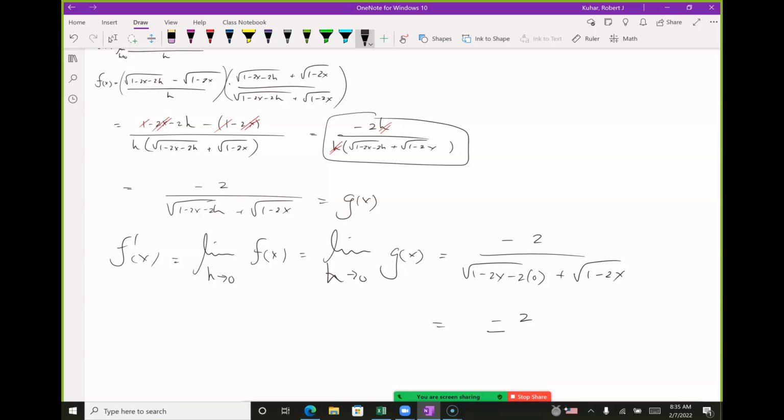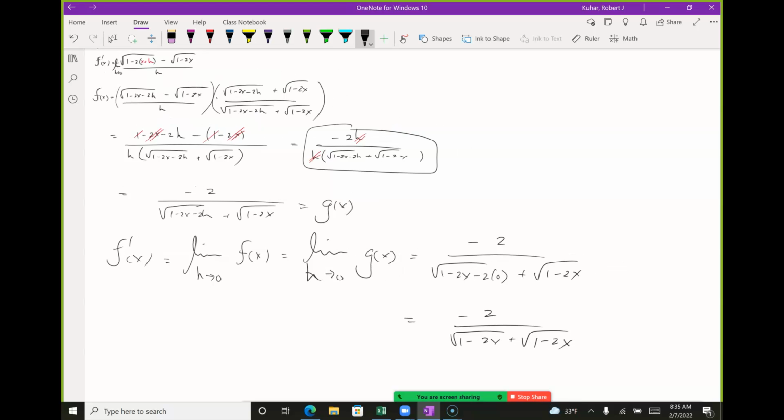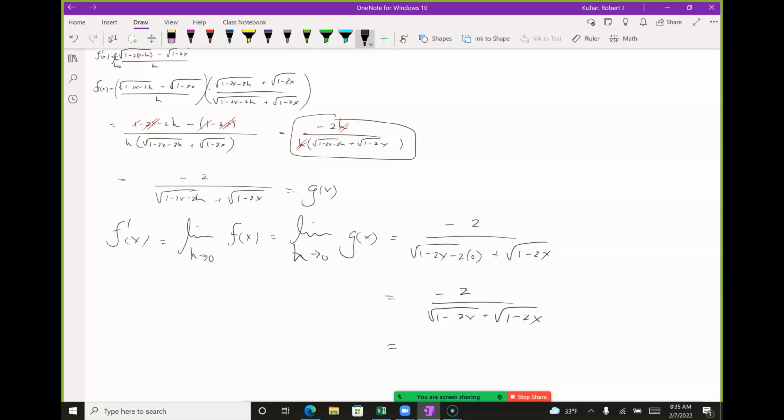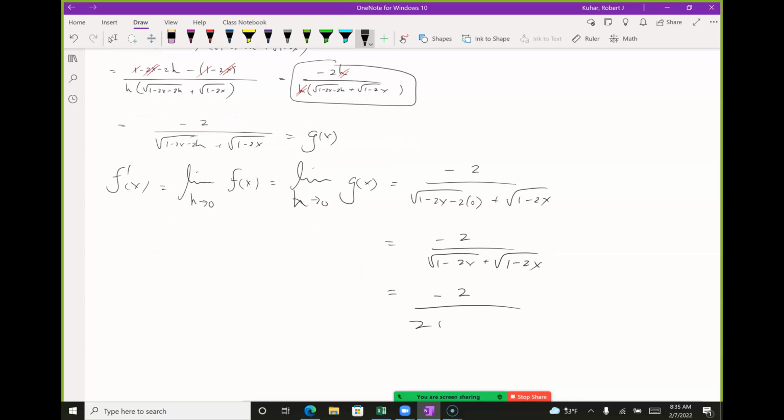And so I get negative 2 over square root of 1 minus 2x plus another square root of 1 minus 2x, all of that sum in the denominator, and there's 2 of them. And you can kind of see my original derivative, 1 over 2 square roots of, and then times another negative 2. That was from that chain rule piece. But these 2's will cancel. And there's my f prime of x, minus 1 over square root of 1 minus 2x.